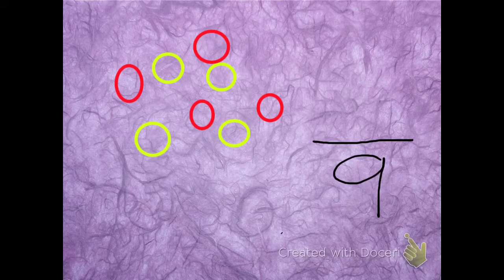Now what I need to figure out is, out of my 9 pieces of my set, how many of my counters are yellow? So all I'm going to do is count my yellow counters. 1, 2, 3, 4. Out of my 9 counters, 4 of them are yellow. So my fraction would be 4/9. And I could say 4/9 of my counters are yellow.